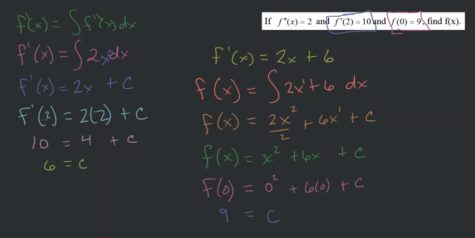So then, how do we write our final answer? It says, what is f of x? F of x is this green guy with a 9 stuck in right there. So we'll write it down here. Having a little pen trouble here. F of x is equal to x squared plus 6x plus 9.